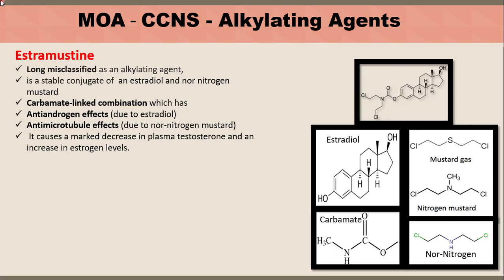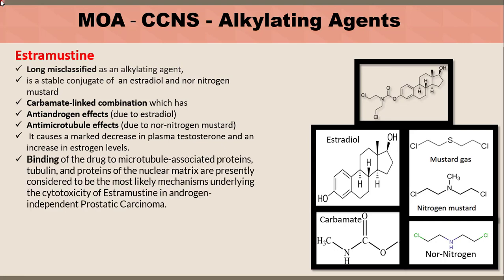Estramustine causes a marked decrease in plasma testosterone and an increase in estrogen levels. Binding of estramustine to microtubule-associated proteins, tubulin, and proteins of the nuclear matrix are presently considered to be the most likely mechanism underlying the cytotoxicity of estramustine in androgen-independent prostatic carcinoma.